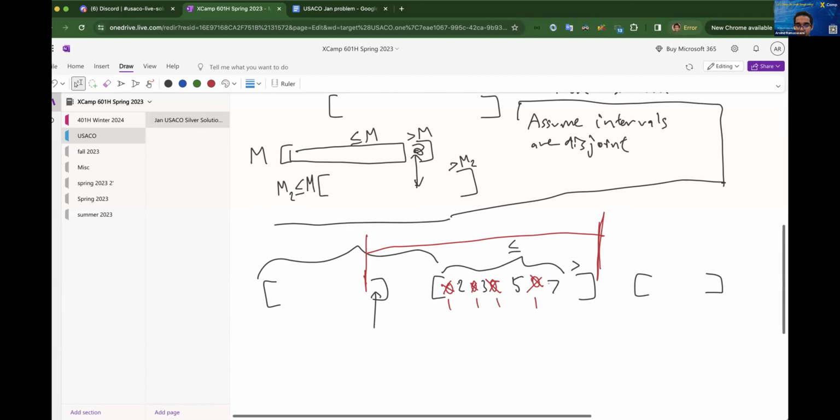So let's go through the solutions of the three problems. Let's look at the first problem. So basically, there are N cows that are being interviewed for a position, and each one has a competency score CI ranging from 1 to C inclusive.